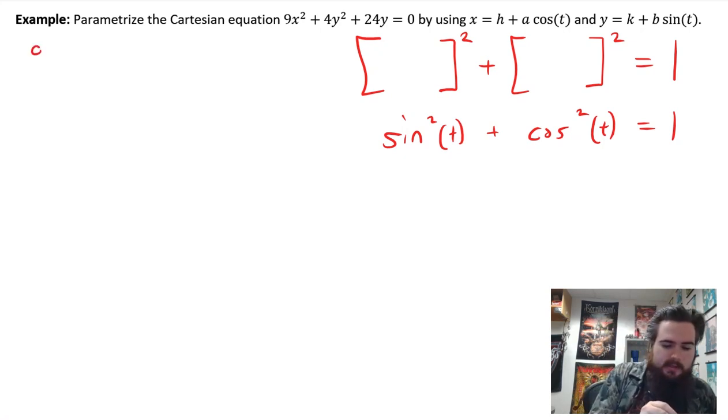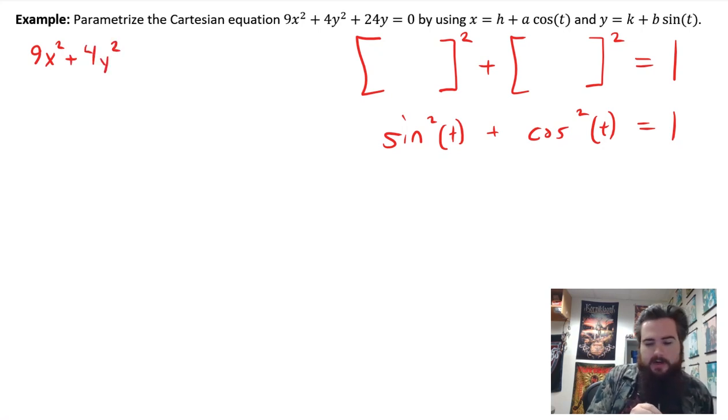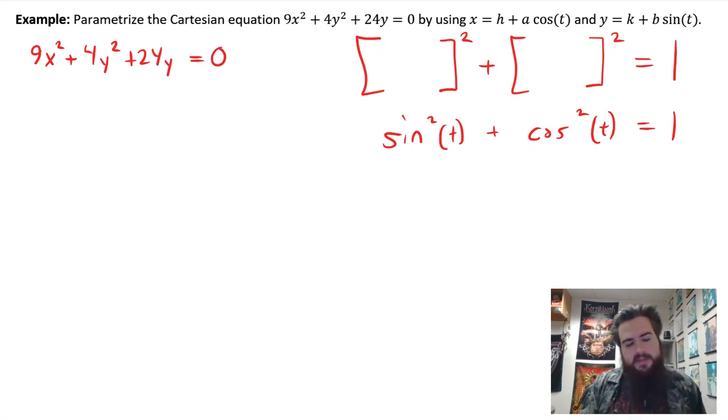So, 9x squared plus 4y squared plus 24y equals 0. The first term is all well and good. I do have something there, and I can maybe write that as, say, 3x taken to the second power. That's fantastic. But the other pieces I have here are two terms of y. I want that to be one thing taken to the second power. So I'm going to have to manipulate this equation in a way.